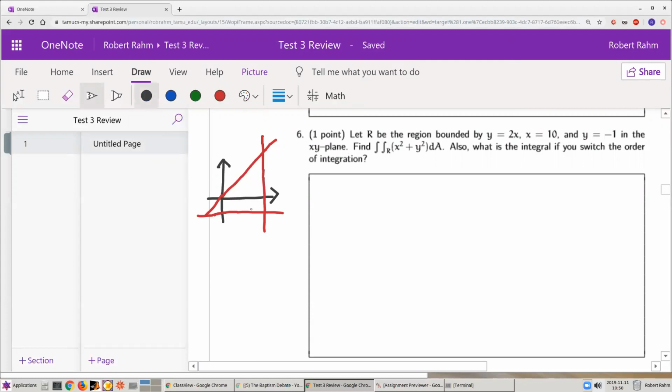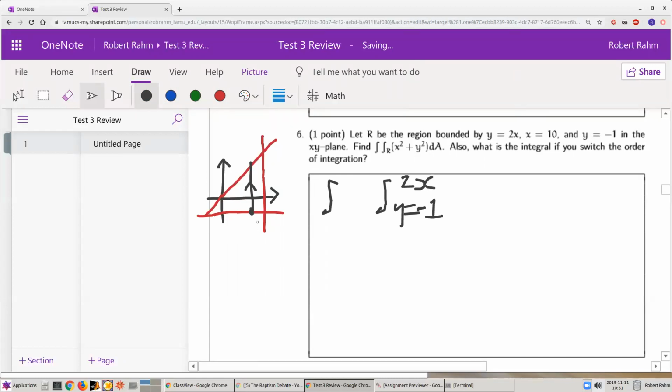So the first thing is that we want to figure out what the y and x limits are. So if I want to have a y integral on the outside, what this means is that for every fixed value of x, we're going to be integrating vertically like this. Okay, so this means y is going to go from minus 1 up to this line right here. And this line right here is y is equal to 2x. So it's going to go from y is equal to minus 1 to 2x.